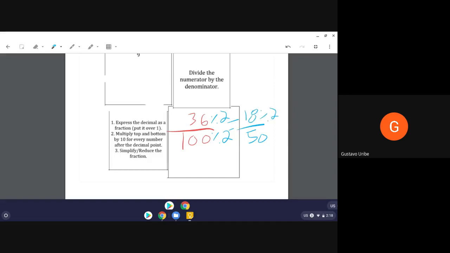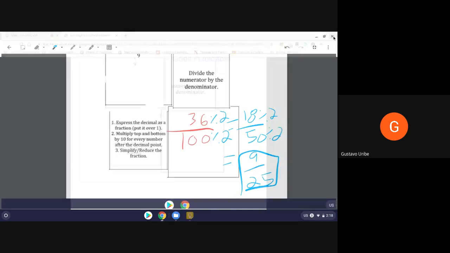These are still even numbers, so I'm going to have to cut them in half again. And you'll get the same thing that we got last time, 9 over 25. So either way works. I personally like this one. I know that 0.36 is 36 over 100. I already have it memorized. So hopefully you will memorize it as well.